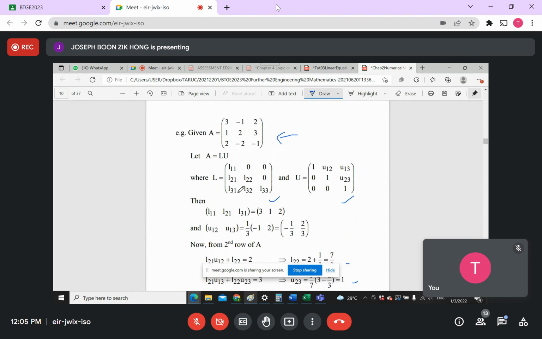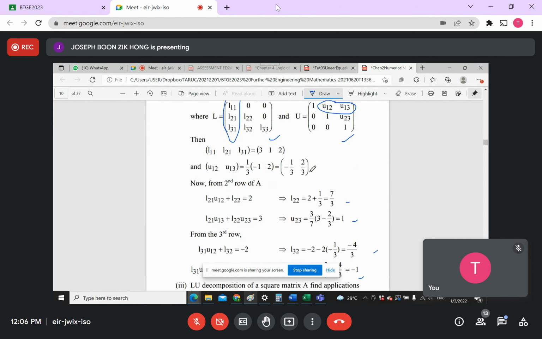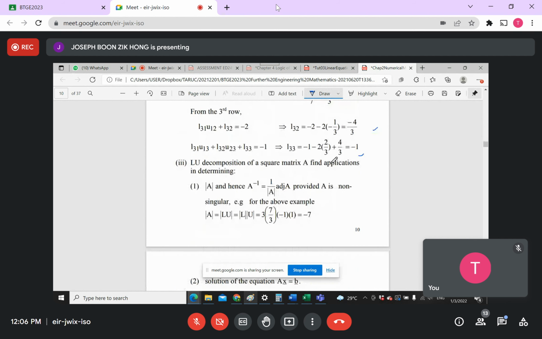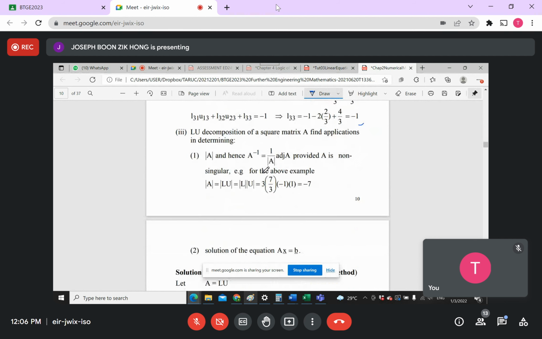L12, L21, L31. Normally this one will be equal to this one, and then this one will be equal to 1 over 3 times this one. Later we will see. Later you will see. This one is done. LU decomposition of a square matrix A.